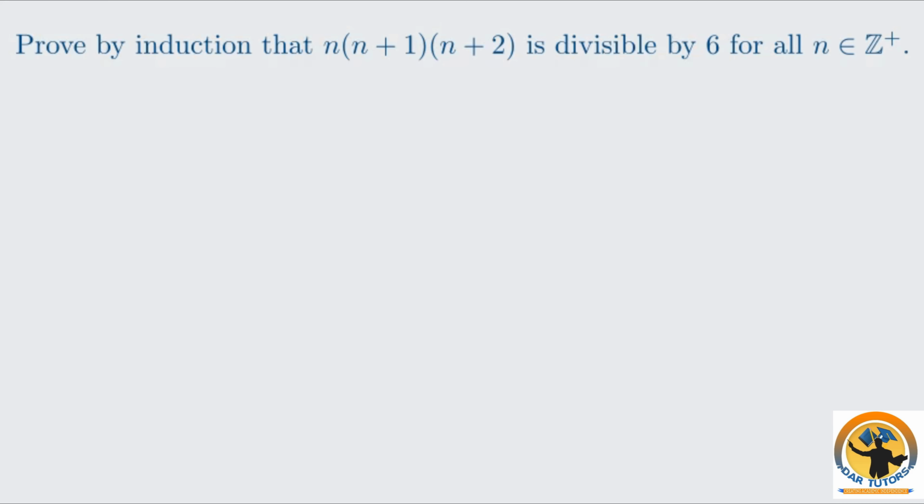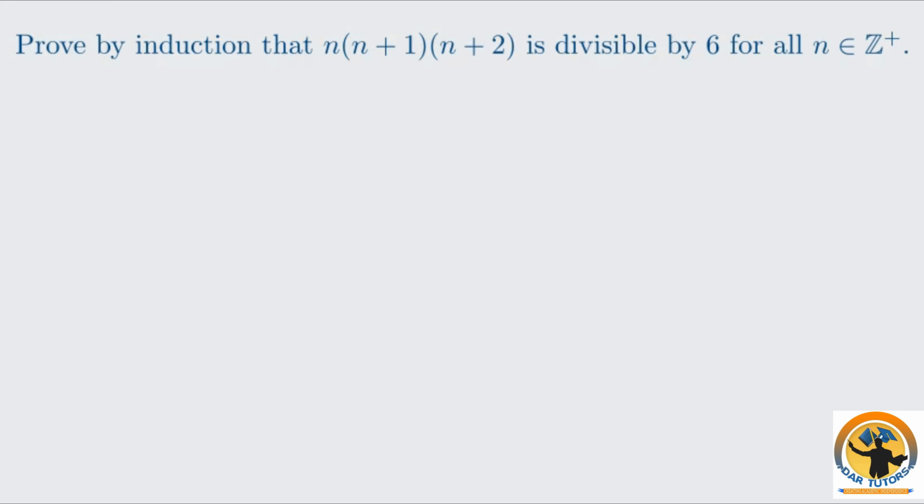First, consider divisibility by 2. In any set of 3 consecutive integers, at least one must be even. Therefore, their product must be divisible by 2. Second, consider divisibility by 3. In any set of 3 consecutive integers, exactly one must be a multiple of 3. Therefore, their product must be divisible by 3. Since 2 and 3 are coprime, the product must be divisible by their product, which is 6.